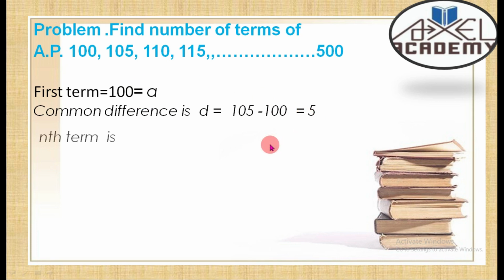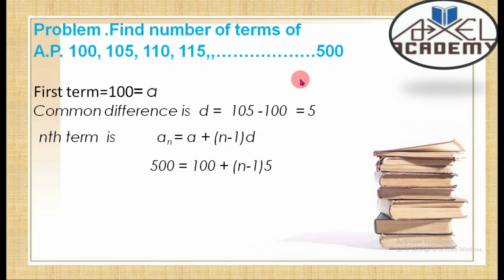So what have they asked? They have asked to find the number of terms. So in that question you need to find the value of n, and they have given the last term, meaning the nth term in that sequence. The value 500 is the last term they have given. So we can substitute in this equation, a plus n minus 1 into d. Correct or not? So 500 equals 100 plus n minus 1 into 5.